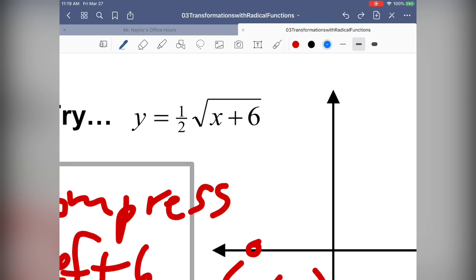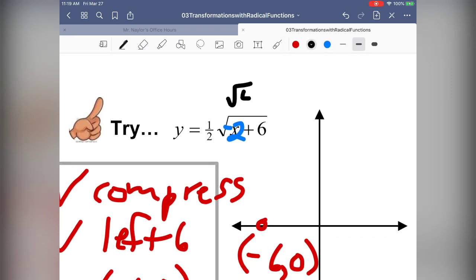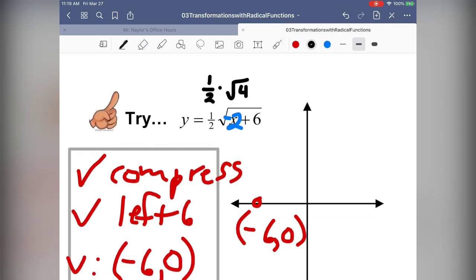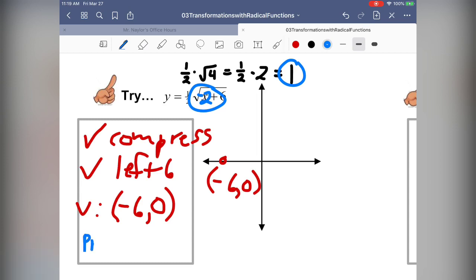Sometimes students discover that they could plug in the number 10, because again, that's going to give us 16, and that's a perfect number. You actually could plug in -2. If you plug in -2, that's going to give you 4, the square root of 4, of course, and that also is a perfect number. So any of these are a possibility. To show you one answer here, we can do 1/2 times the square root of 4, which is, of course, 2, and 1/2 of 2 is 1. So if I plug in -2, I get the number 1.